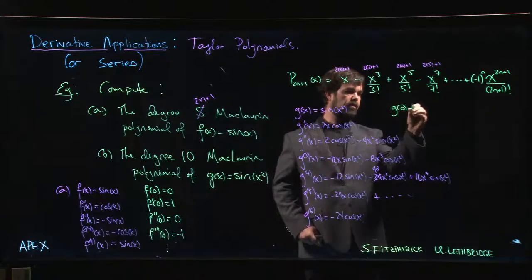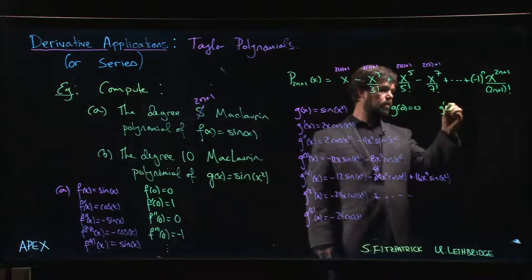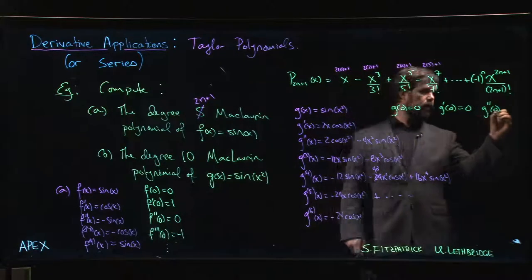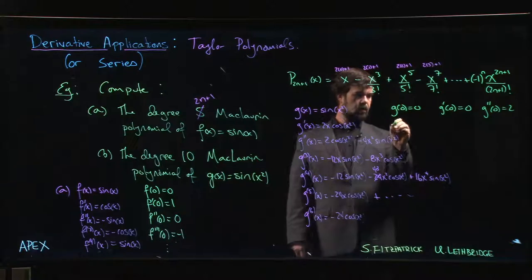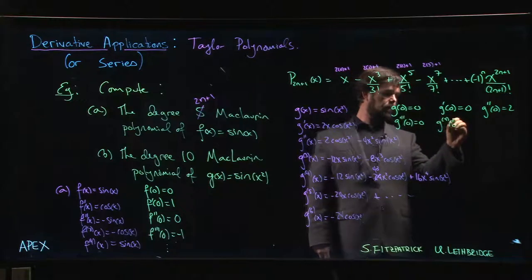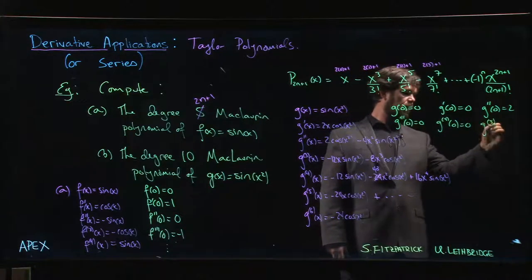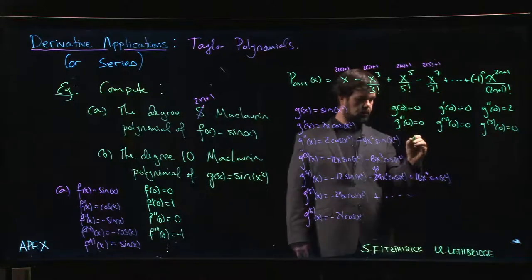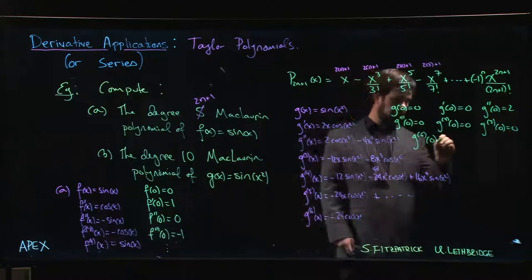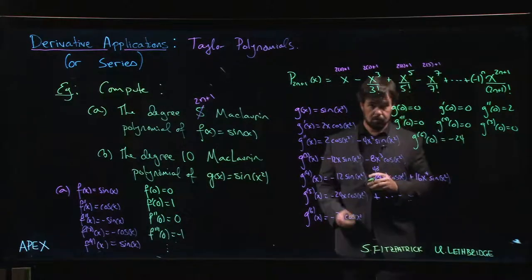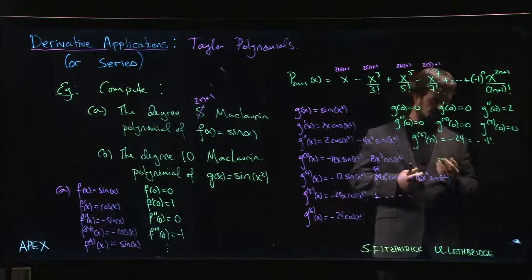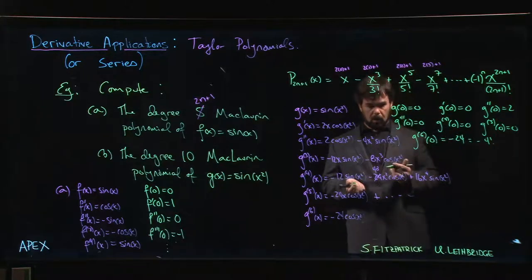So g of 0 is 0. G prime of 0, 0. G double prime of 0, I get something. I get 2. G triple prime is 0. Fourth derivative, 0. Fifth derivative, 0. The sixth derivative is minus 24. Which happens to be minus 4 factorial. Not that you were keeping score.